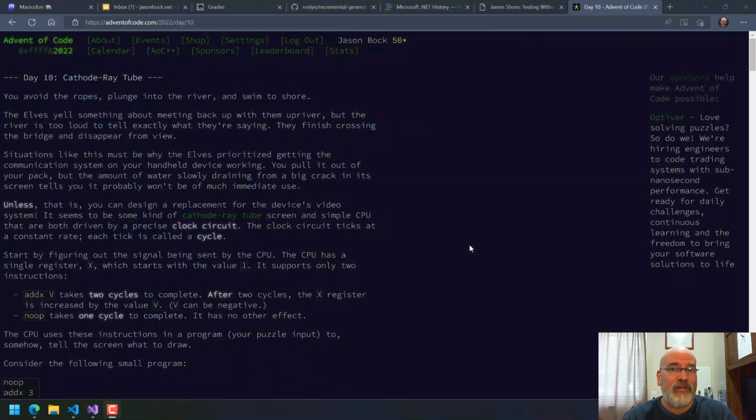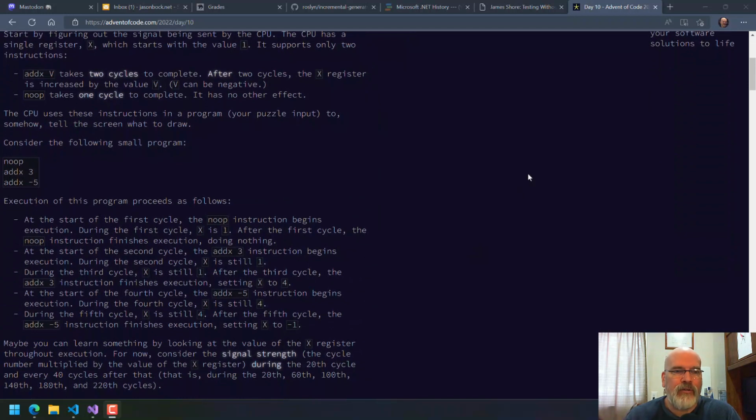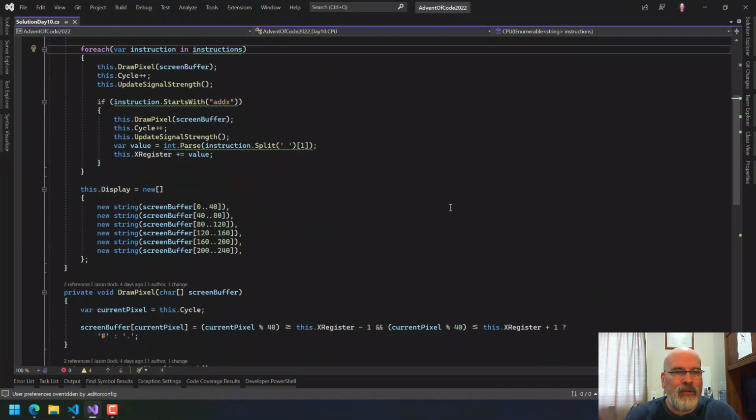So day 10 is basically emulating a computer. You have a bunch of instructions here that tell you how you change a register value and how many cycles it takes to do this and when the things change. And so there was a little bit of care that needed to be done here in terms of how do you update values and when you do them. And then the second part adds in a display or a CRT that you update based on what the values are and whether the pointer is at the same part of where your register value is. But if you look at the code that I have here, it's really not that much.